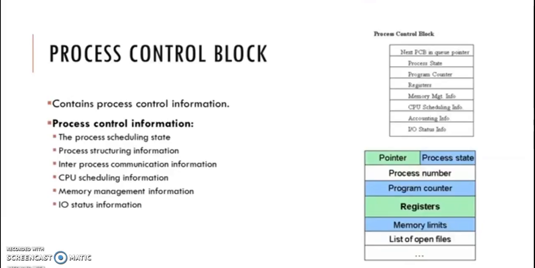Process control block. The PCB, or the process control block, is a data structure in the operating system kernel containing the information needed to manage a particular process. It is the manifestation of a process in an operating system. Each process is represented in the OS by a process control block or task control block. The role of the PCBs is central in process management.